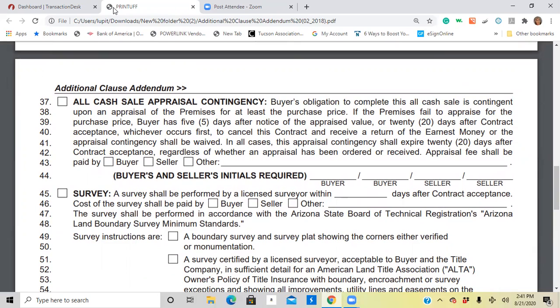If the premises fail to appraise for the purchase price, the buyer has 5 days after notice of the appraised value or 20 days after contract acceptance, whichever occurs first, to cancel this contract and receive a return of the earnest money, or the appraisal contingency shall be waived. In all cases, this appraisal contingency shall expire 20 days after contract acceptance, regardless of whether an appraisal has been ordered or received. Appraisal fee shall be paid by, and then you choose buyer, seller, other.